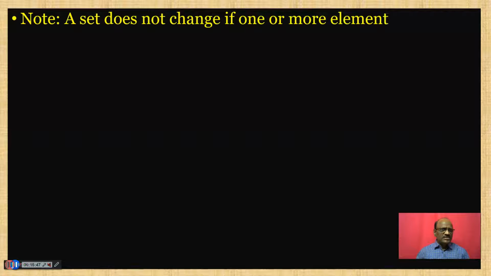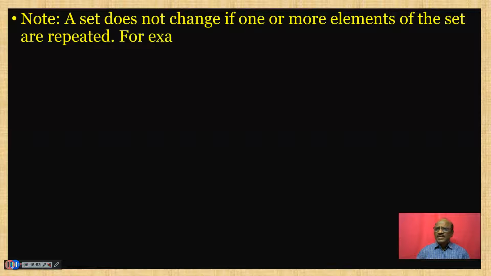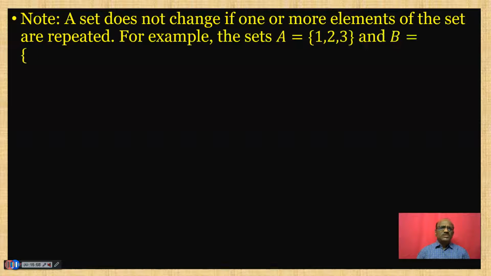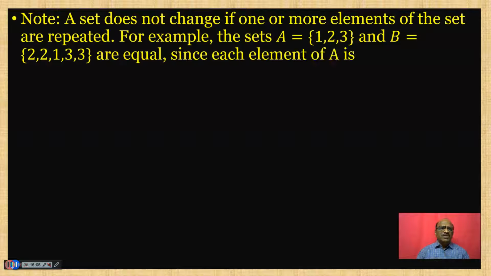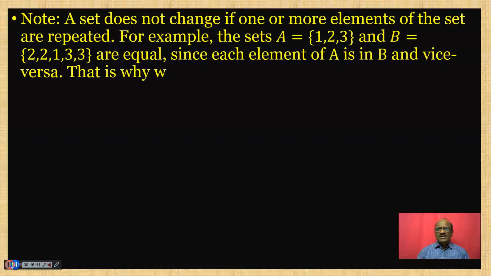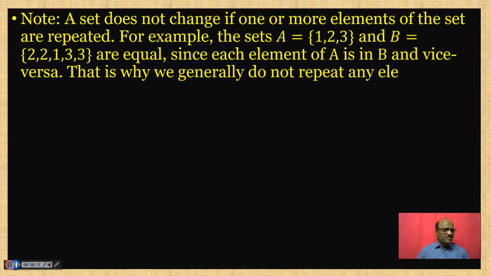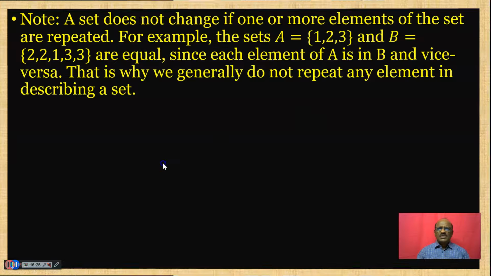Note: a set does not change if one or more elements of the set are repeated. For example, A is {1, 2, 3} and B is the same with a repetition. These are equal, since each element of set A is in B and vice versa, that is, B is in A. That is why we generally do not repeat any element when describing a set.